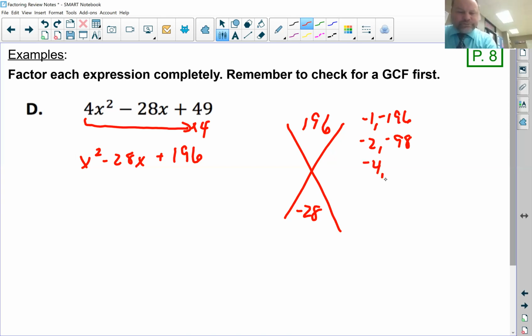4, and we know 4 is going to be 4 and 49 because that's what we multiplied to get 196. That doesn't work. 5 doesn't work. 6 doesn't work because 3 doesn't work. 7 works, I believe. That would be 2 and 8.